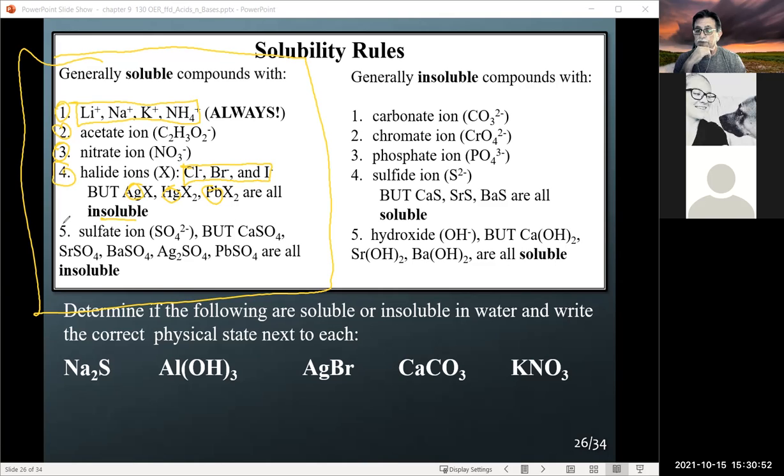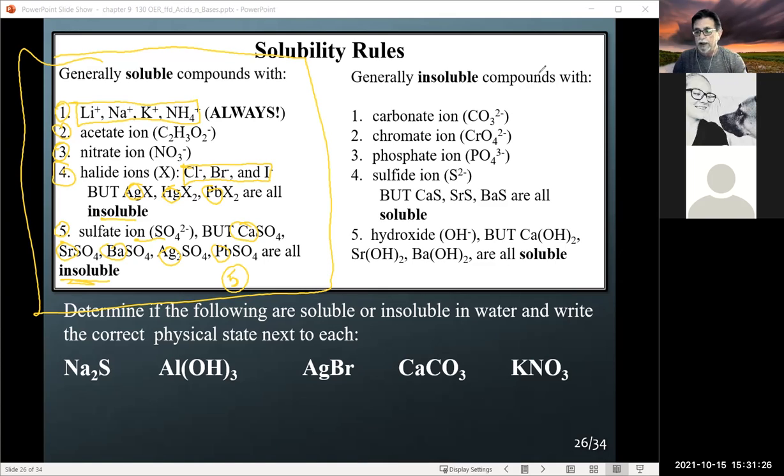Same is true for number 5, sulfate. Bonded to any metal, it is soluble except if they're bonded to calcium, strontium, barium, silver, and lead. So there's 1, 2, 3, 4, 5 sulfates that are insoluble, and all the other sulfates are soluble.